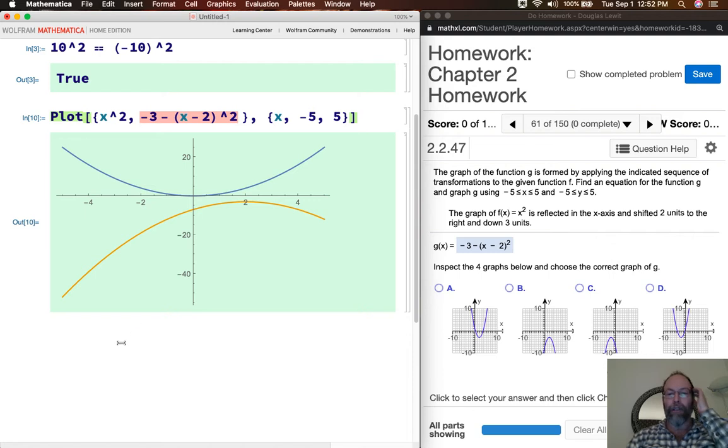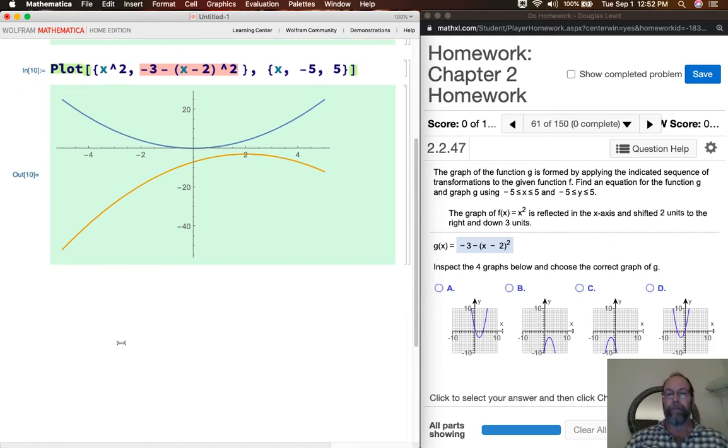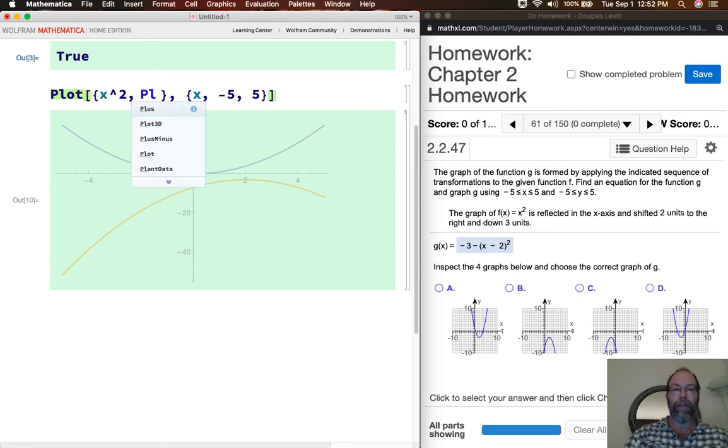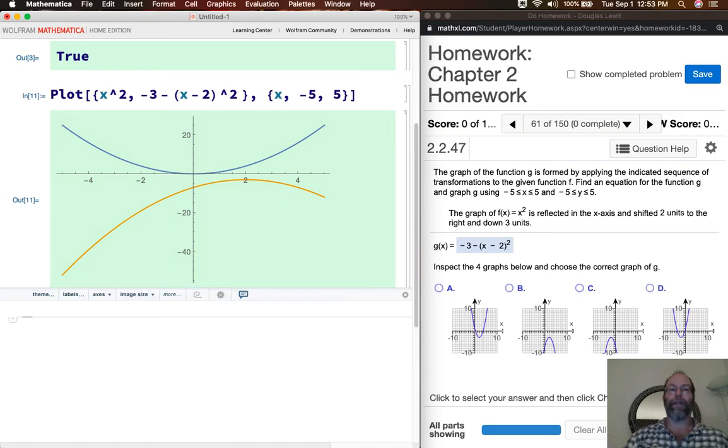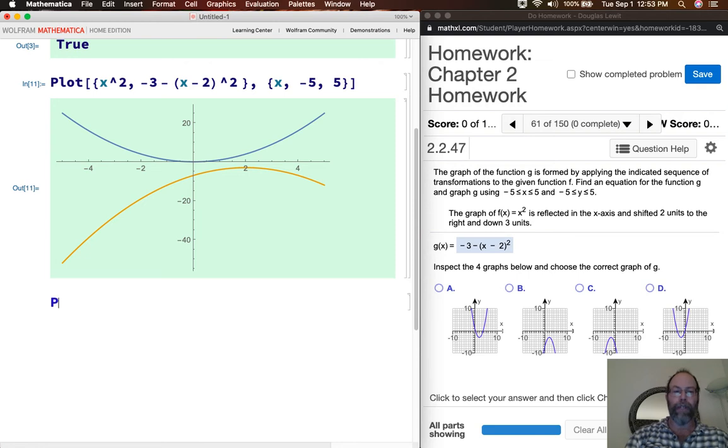Okay, let's see if we can make this picture. Oh, here, hold on one second. Why did I just do that? Let me just put this back. Okay, there we go. Let's make sure the cursor is on the next line. We're going to use the plot command again. -3 minus x minus 2 squared. x will be graphed over the range -5 to +5.